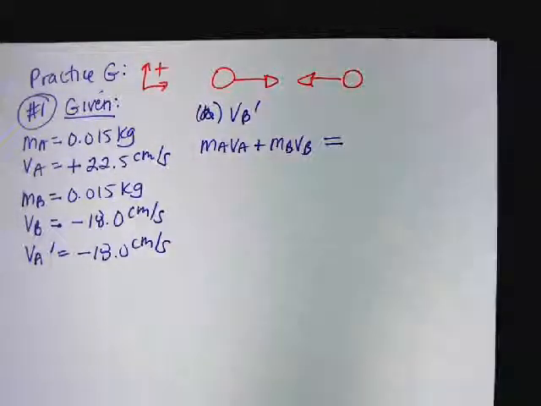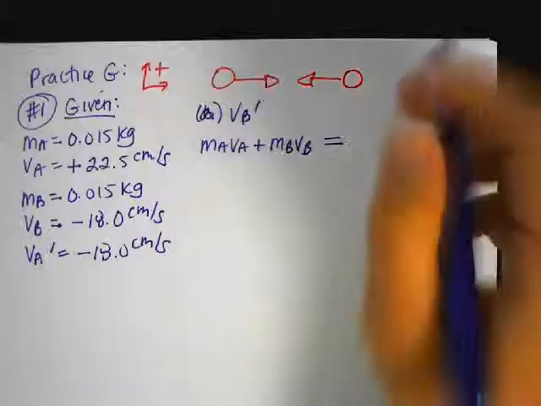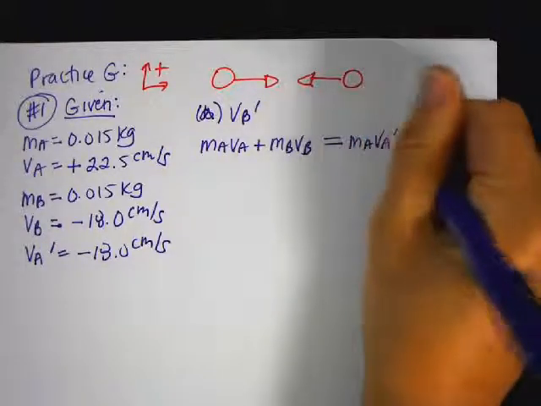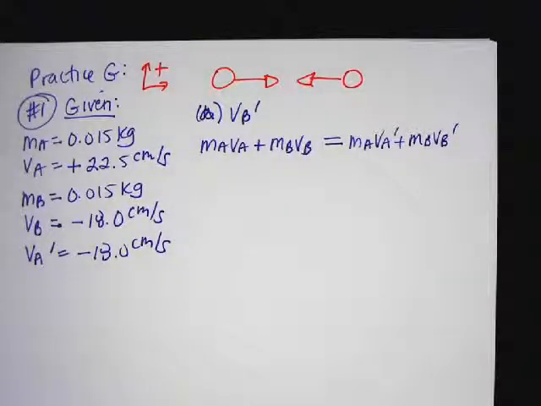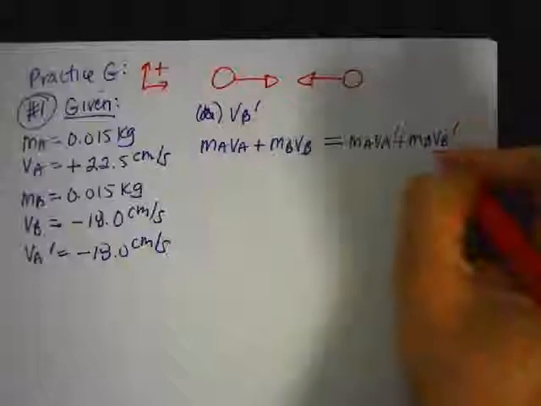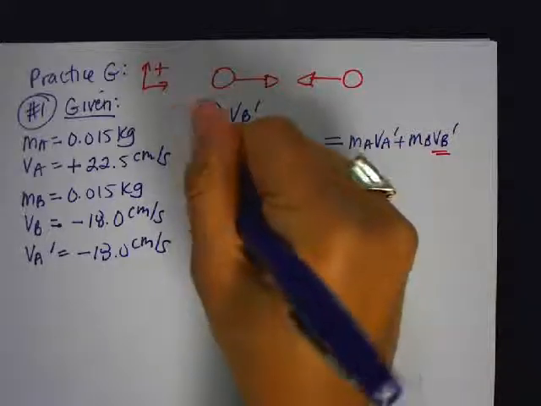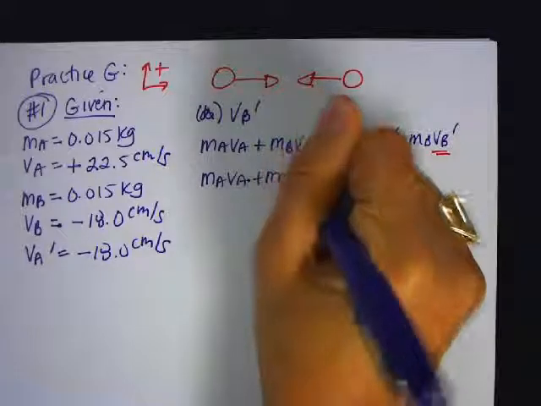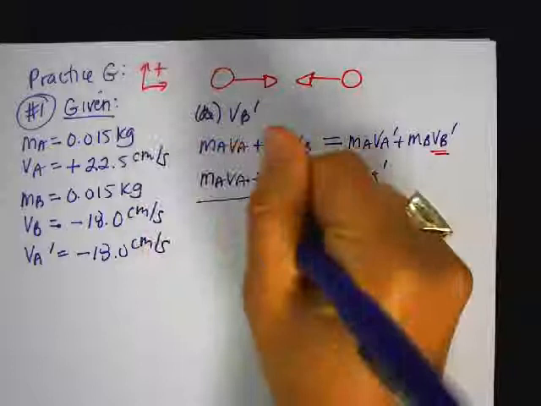Now the two marbles collide, they don't stick together. They each move off with their own velocity. So that's going to be MAVA prime plus MBVB prime. What do I want to solve for? I want to solve for VB prime. So I'm going to rearrange the equation to solve for the unknown in terms of the known. VB prime equals MAVA plus MBVB minus MAVA prime, divided by MB.